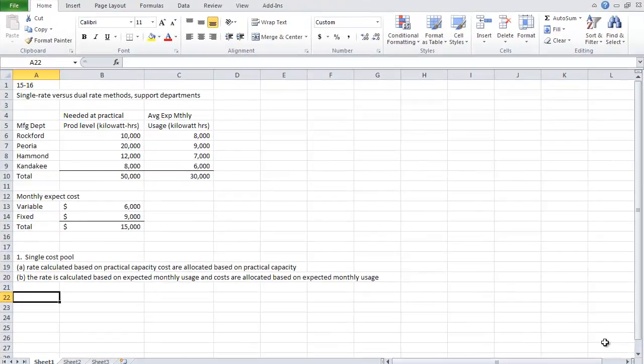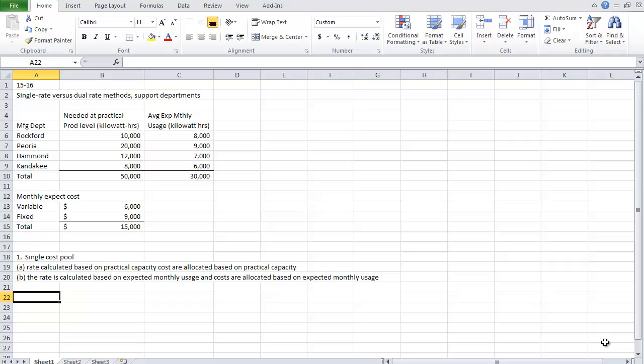We're going to take a look at problem 15-16, which talks about ways that we can allocate our overhead back to the profit centers, if you will, or departments that are using these services but are not directly related to manufacturing. So there's two ways to go about doing that.